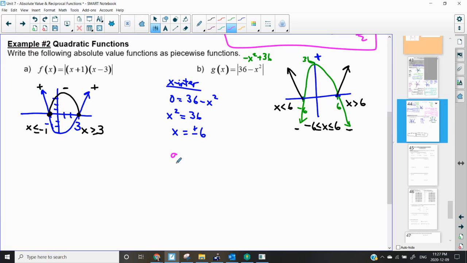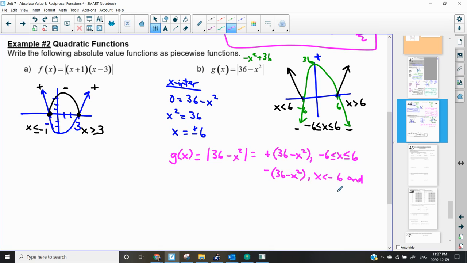So taking a look at the piecewise function, we're going to have g of x is equal to 36 minus x squared when x is between -6 and +6, the function is positive. So we have a positive 36 minus x squared when x is greater than or equal to -6 and less than or equal to 6. And then the function is negative for the points x is less than -6 and when x is greater than 6. Now, sometimes you'll see people write or. In this case, that's not too much of an issue.